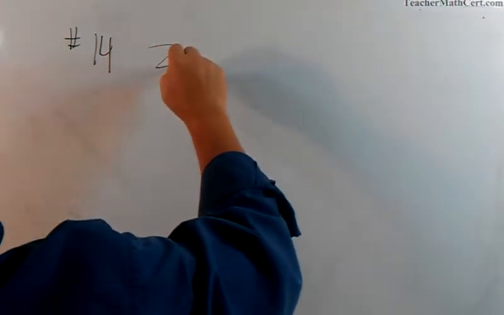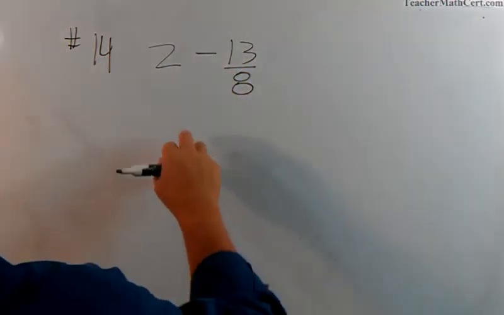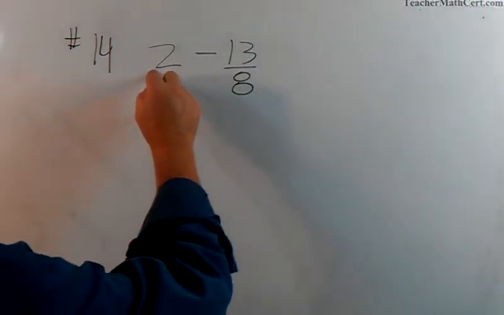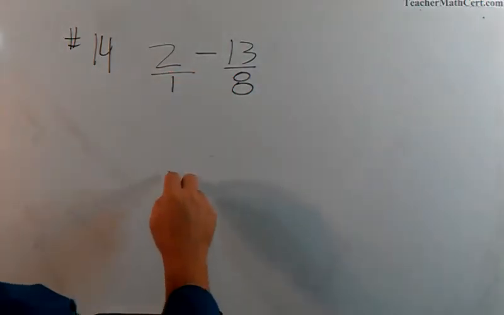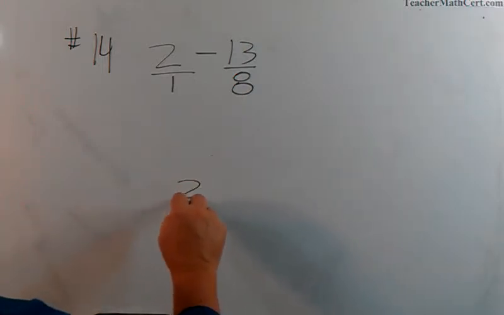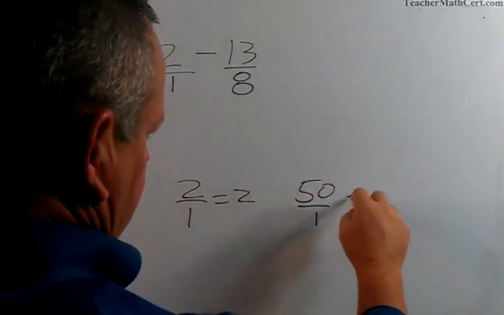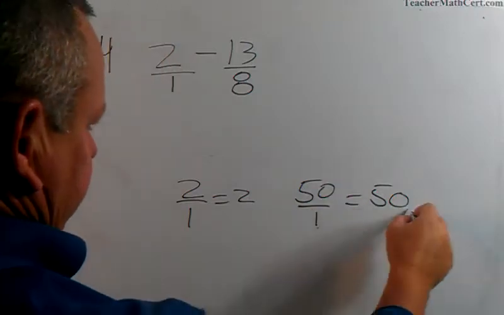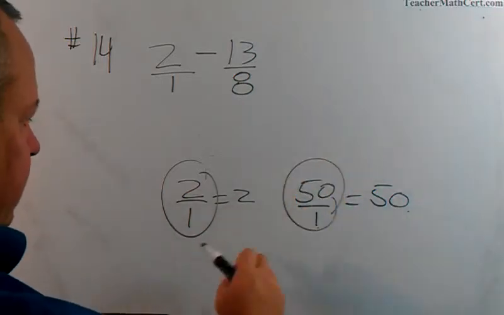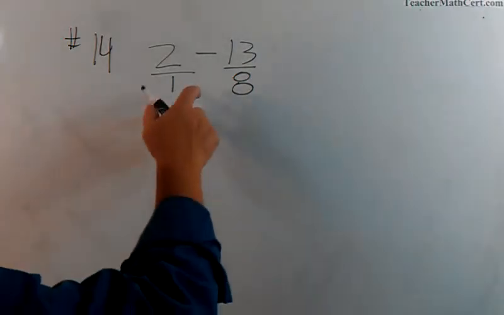We've got a 2, and we've got a 13 over 8. Well, this 2 is a whole number, right? And it's understood to be 2 over 1. All numbers are understood to be that number divided by 1. 2 divided by 1 is what? 2. 50 divided by 1 is what? 50, right? 1 goes into 50 50 times. So all whole numbers are understood to be divided by 1. So that's what we did here. We took that and we made it a fraction.